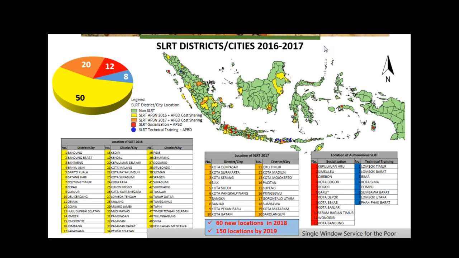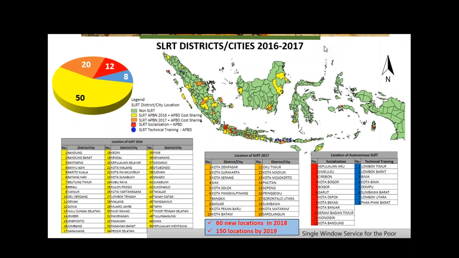And in 2018, there will be 60 new locations, districts and cities. And as planned by the government, stipulated in the midterm development plan, there will be some 150 districts and cities having SLRT by 2019, when the current midterm development plan is ending. And it is important to note that some of these districts and cities built SLRT using purely their local budget, without state or national budget interventions.